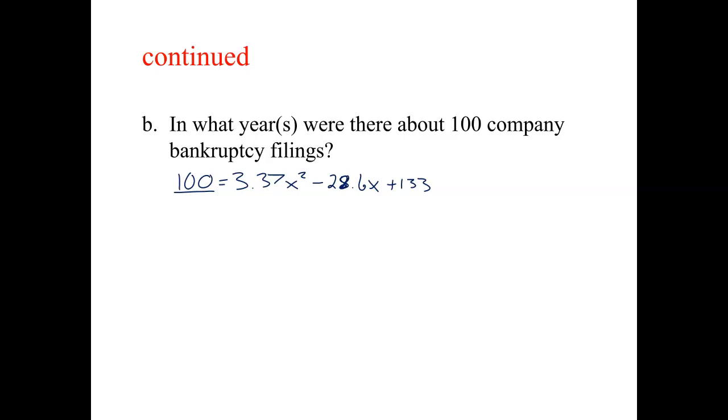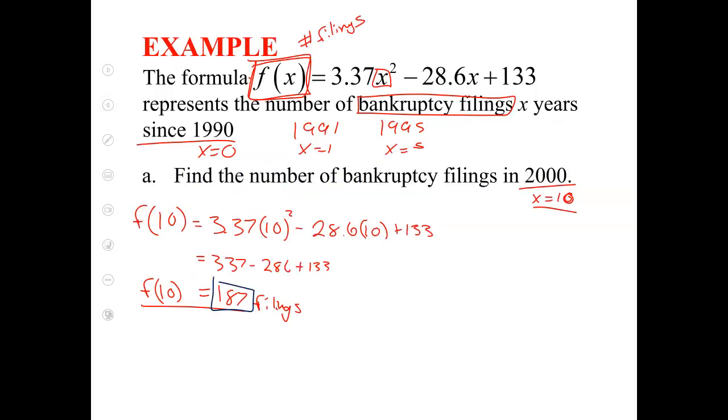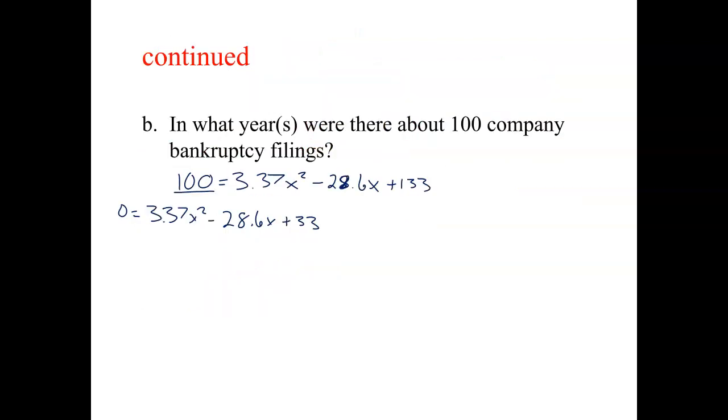Okay? It's going to be a little bit of a longer process, which is why there's a lot of space here. Minus 100. What formula do you use now? The one they gave us. So I took this formula that they gave us, and it said, in what years are there going to be 100 filings? And since f of X represents number of filings, we replaced it with 100. We're solving for X because X represents the years. Okay, so we're going to leave X alone, and now we need to solve it. So subtract 100, and so now we got this.